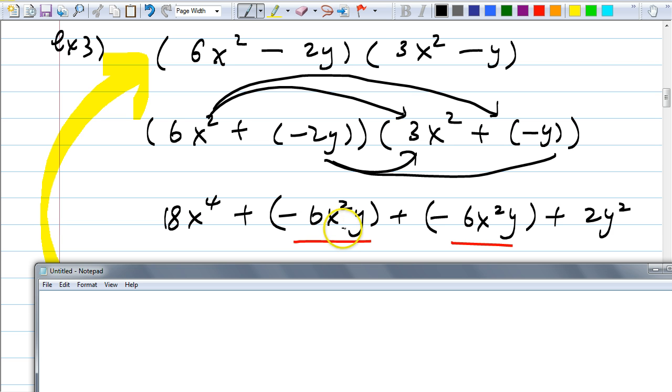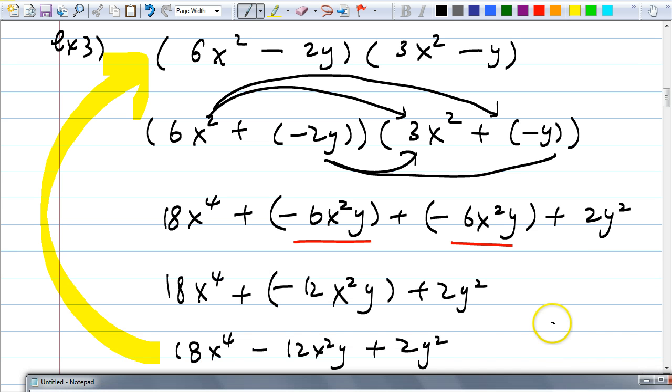So please be careful. If you have a chance to write them in alphabetical order, in standard form, do that so that the terms look like they're like terms. Otherwise, you may think that they're not like terms. Plus, of course, negative times negative is positive, positive 2y squared. So did you all get the answer as 18x to the fourth, not 14? 18x to the fourth minus 12x squared y plus 2y squared.